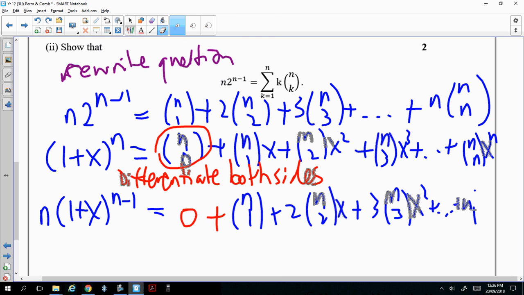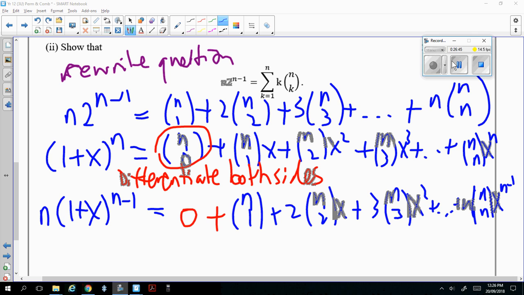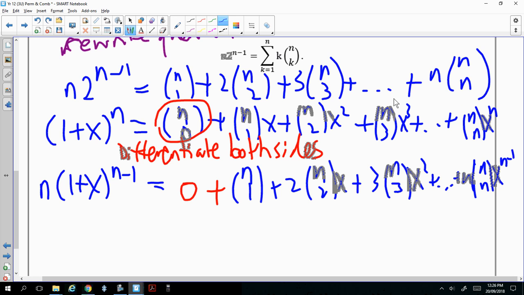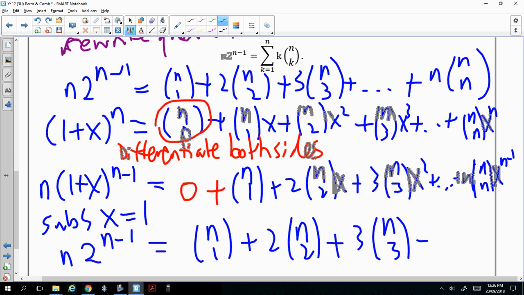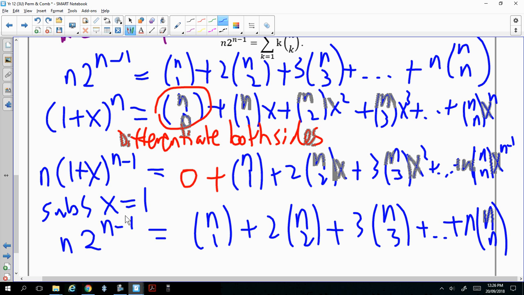And then you substitute x equal to 1. Substitute x equal to 1, you get n 2 to the power n minus 1 equals n1 plus 2 n2 plus 3 n3 plus dot dot dot n. Okay, so that's what you do. All right, proven. That's a very standard proof. We did that before in the examples. And then we'll do some questions about permutation that relate to this formula.